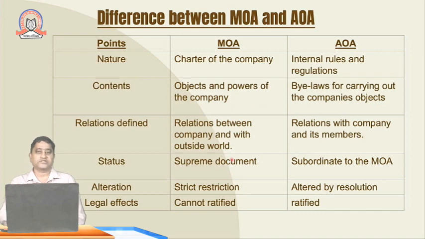The status is that the MOA, the Memorandum of Association, is a supreme document and subordinate to MOA is AOA. Please remember, the MOA and AOA have to be as per the guidelines given by the Companies Act 2013. Related to alteration, MOA cannot be altered, whereas AOA alteration is possible with the help of a resolution. As you are aware, when the article of association is altered, it should be done only through a special resolution and it should be passed during the AGM. The legal effect is that MOA cannot be ratified, whereas AOA alteration can be ratified.